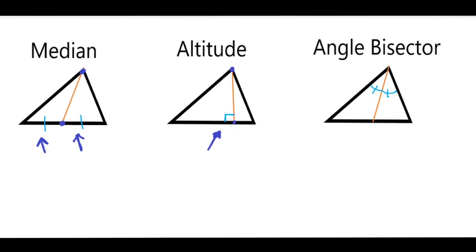And if the line segment is an angle bisector, it will cut this angle in half. Notice that this angle and this angle are congruent, and that's what makes that an angle bisector.